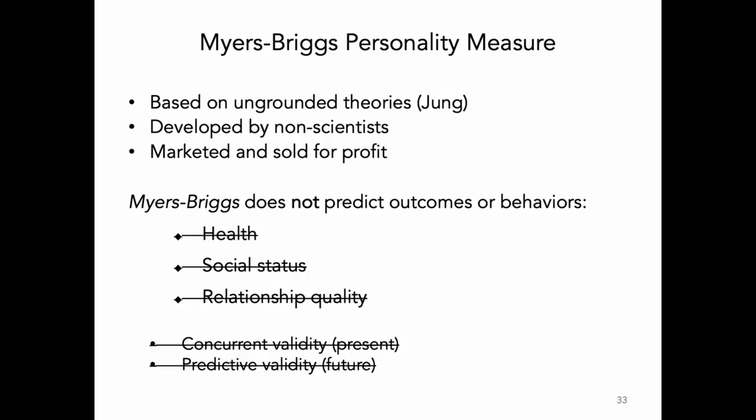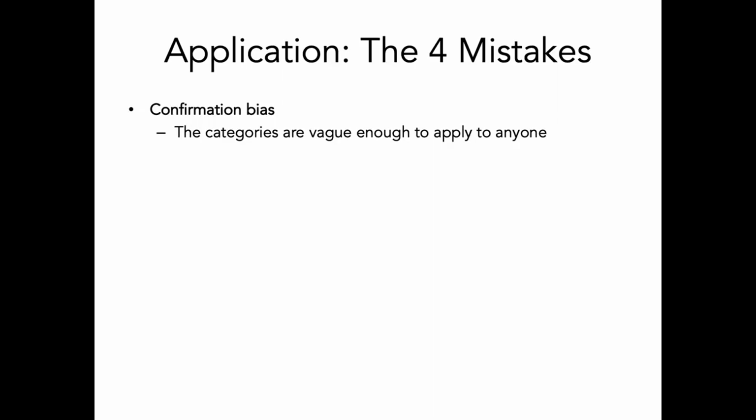Think back to the four mistakes that we talked about at the beginning of the lecture. How do they apply here? First, confirmation bias. The categories like thinker are vague enough to apply to anyone. You could say, yeah, sometimes I'm a thinker. Low information. The item measures are dichotomous. You pick yes or no. And then at the end, if you're 51% thinker, then you get labeled thinker. This is poor because people who are 51% thinker are not the same as people who are 97% thinker. And yet here they get the exact same label. This is a high noise, low signal situation.